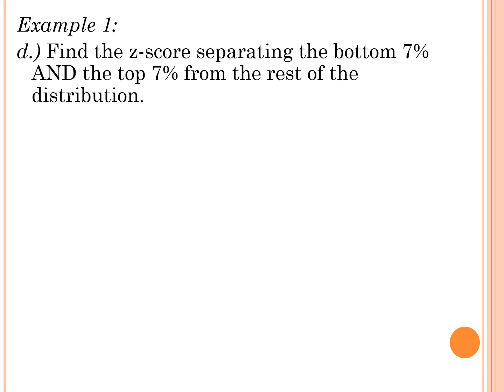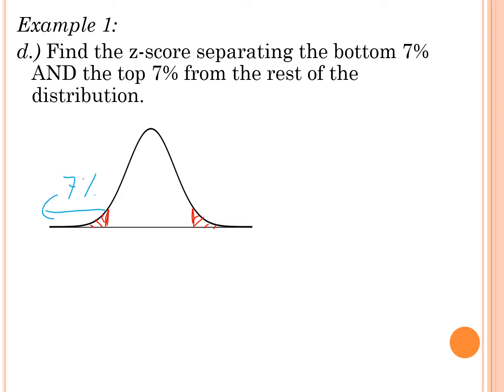One last one like this. Find the z-score separating the bottom 7% and the top 7% from the rest of the distribution. So again, we have two z-scores. And again, like the last one, since this is a symmetric curve, these are going to be the same two z-scores, one positive, one negative. So on one side, we have the bottom 7%. So 7% on this side. And on the right side, we have the top 7%. So 7% over here, which means we would be looking for 93% to the left of that.